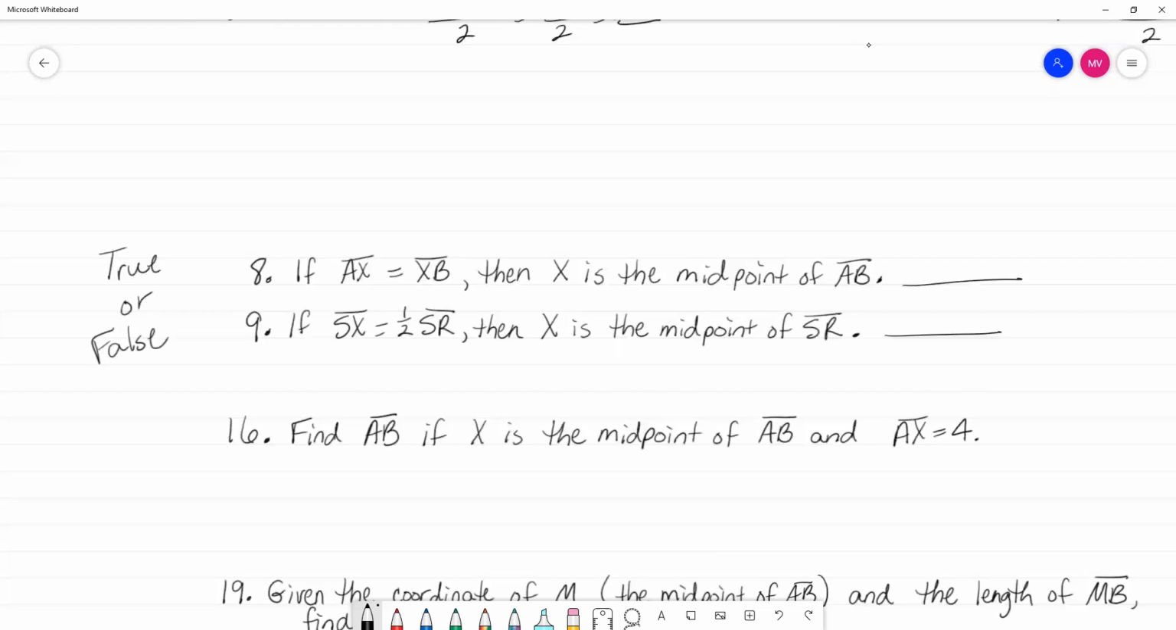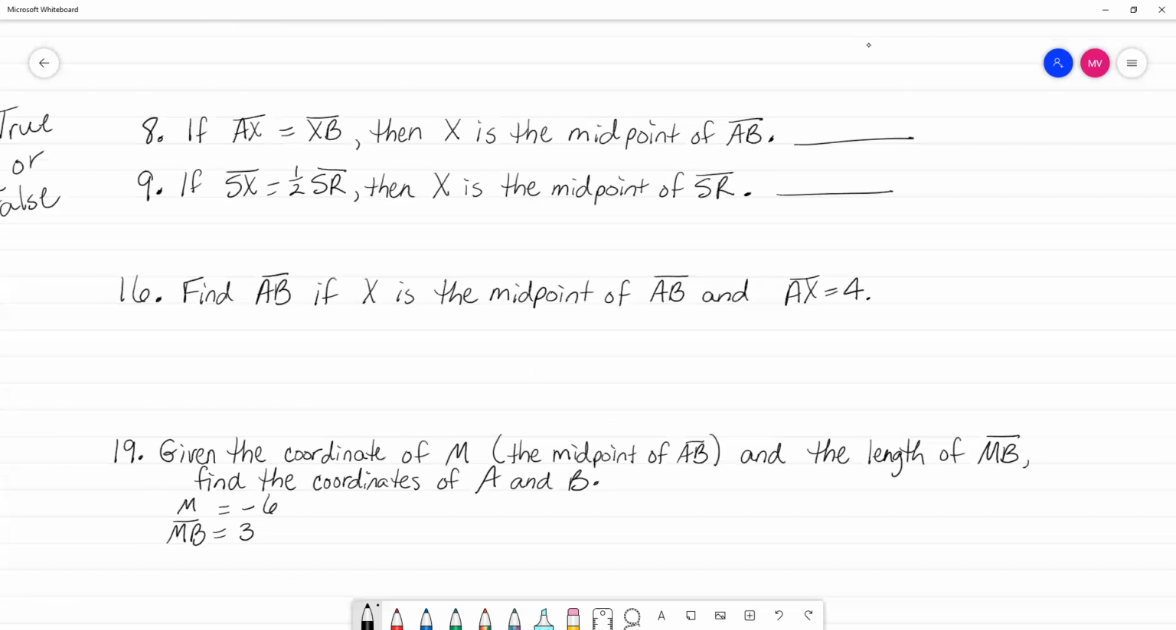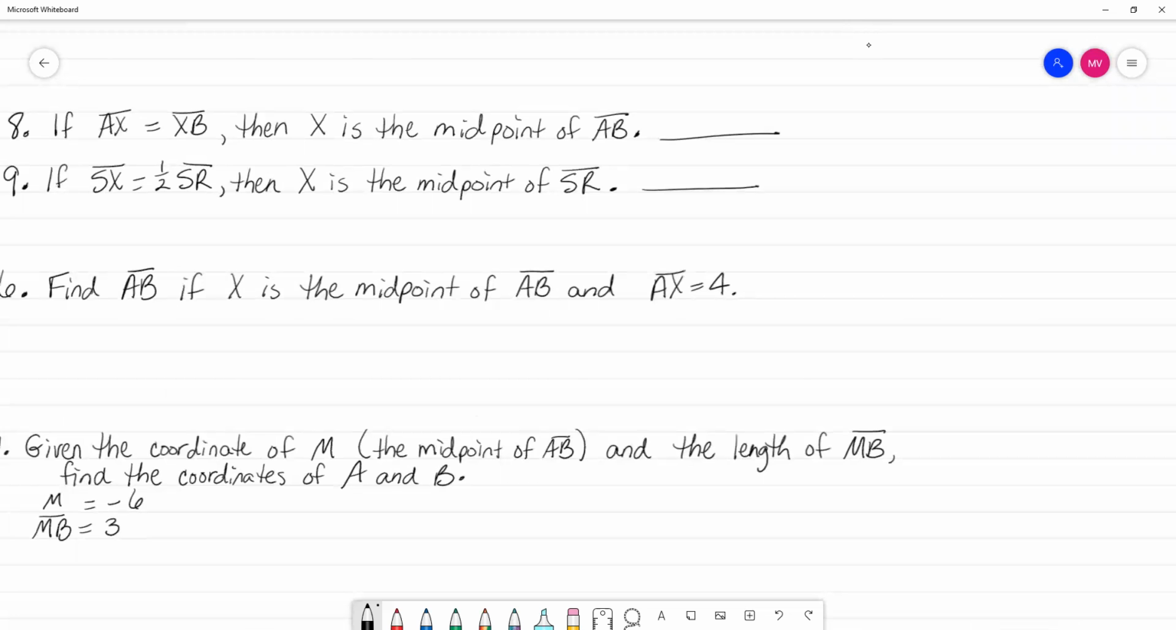Okay, so let's move into the true or false section, number 8 and number 9. Number 8 says that if line segment AX is equal in length to line segment XB, then X is the midpoint of AB. You may think this is true. However, there's a very crucial piece of information that's missing. You also must be given that point X is between point A and point B in order for X to be the midpoint. Because they don't give you that information here, this is false.